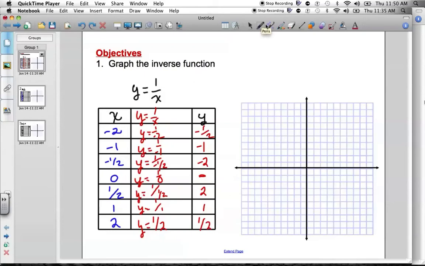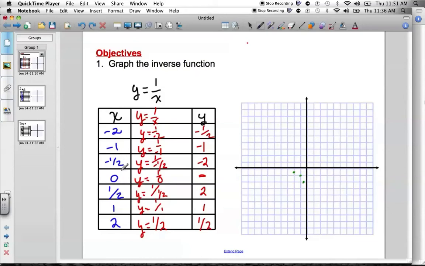And now we're going to put our points on here, and then connect them. This is actually kind of interesting the way this turns out. -2, -1/2, that's your first one, so we're going to go left 2 and down 1/2. That point there. -1, -1, so we're going to go left 1, down 1. And then -1/2, -2. It's going to end up looking like that. Then at 0, you don't have an output value, so we cannot graph anything on this y-axis.